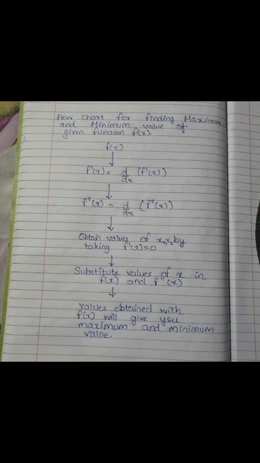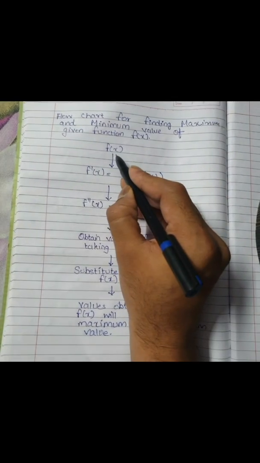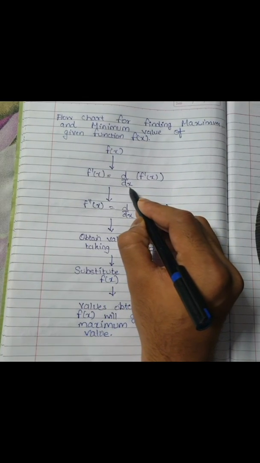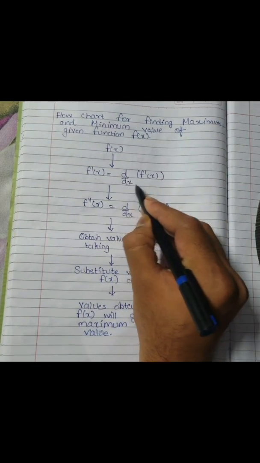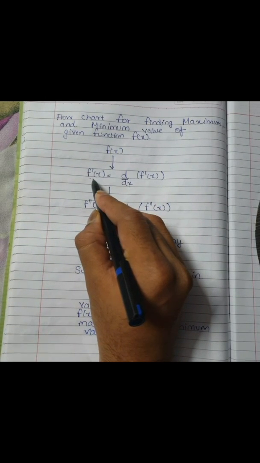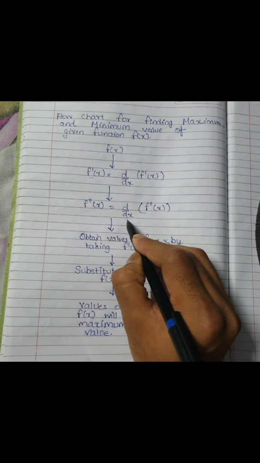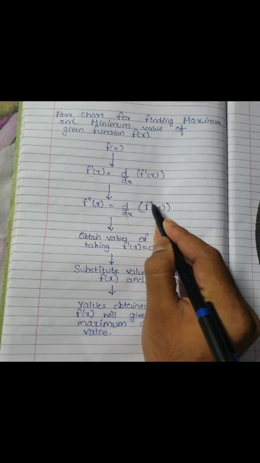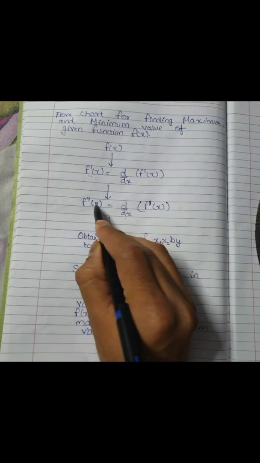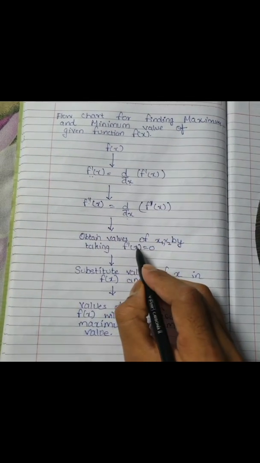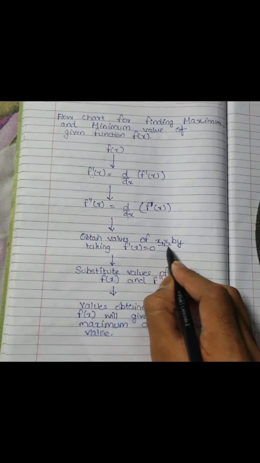So I have prepared a flow chart so that it makes easy to find the values for a given function, right? So let's start. If you are given a function f of x, then the first step is to differentiate it with respect to x. The value which you will obtain is nothing but f dash of x. Then in the second step, you just have to differentiate it again with respect to x, and you will obtain the value as f double dash of x.